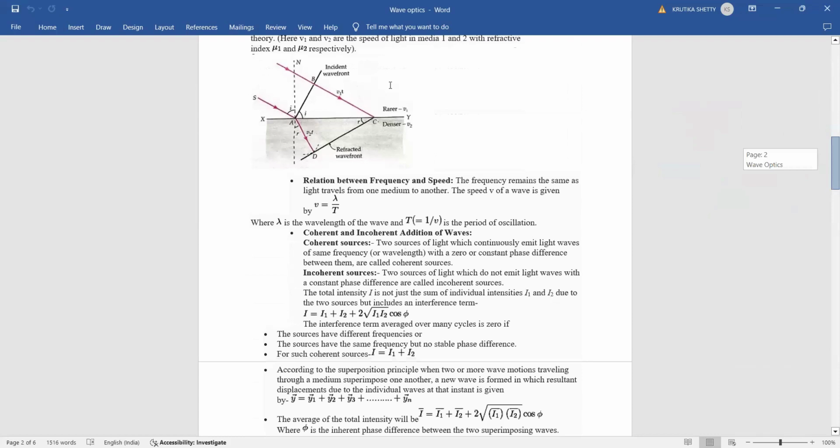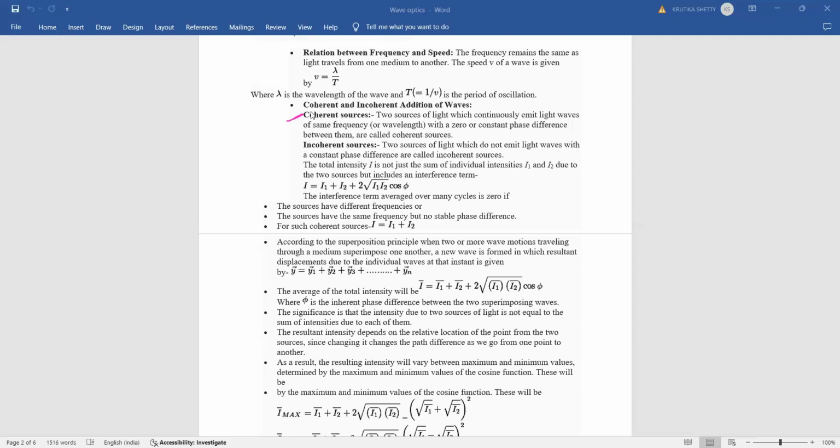Yes. Now, what do you mean by coherent and incoherent sources? See, here we are discussing the coherent sources. What are coherent sources? The two sources of light which continuously emit light waves of the same frequency with zero or constant phase difference between them are called coherent sources. Many times in the light chapters, we use coherent and incoherent sources. So what do you mean by coherent sources?